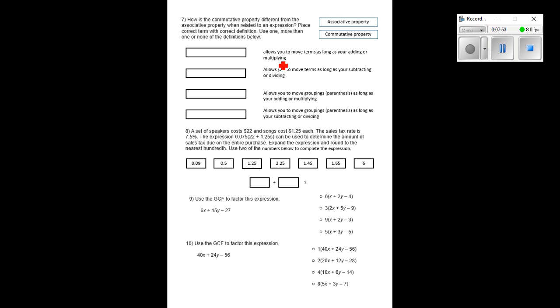Associative property, where would that go? Well, the first one says allows you to move terms as long as you're adding. No, if I remember right, associative property allows me to go ahead and move those parentheses around. Number 2 says allows you to move terms as long as you're subtracting and dividing. No, that doesn't work either. Number 3 says allows you to move groupings, parentheses, as long as you're adding and multiplying. Yeah, that does sound like associative property. So I would write that into this block.